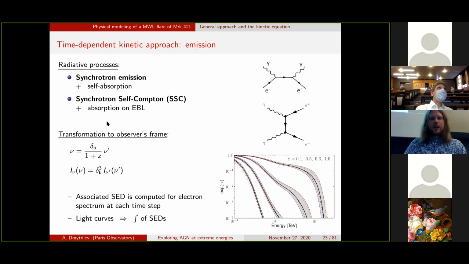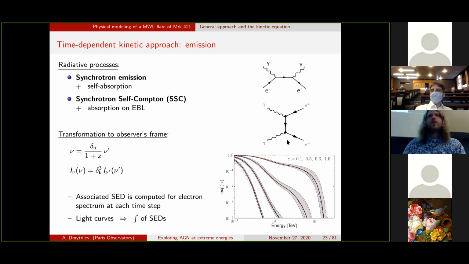Also, this emission at high energies, above say 100 GeV, suffers from absorption on extragalactic background light, which is a ubiquitous radiation field in the universe. It shows two components, infrared and optical. When a very high energy gamma ray with the energy of a few TeV interacts with this soft photon, when it collides, it creates an electron-positron pair.